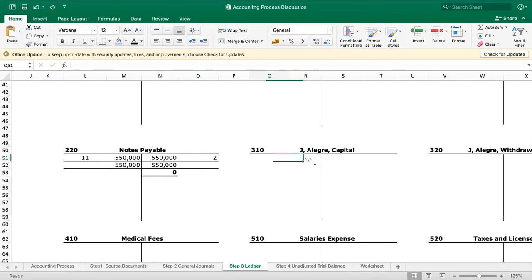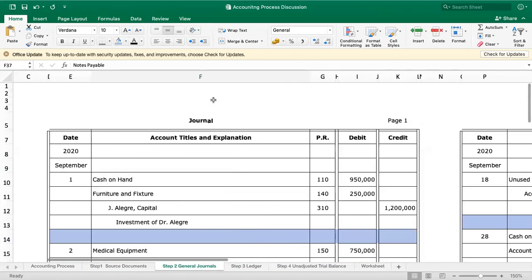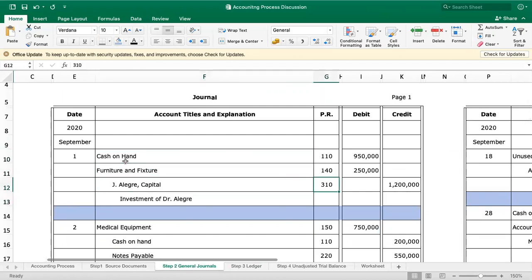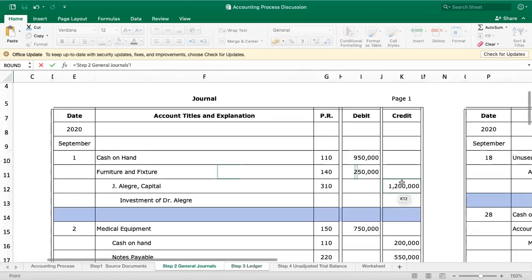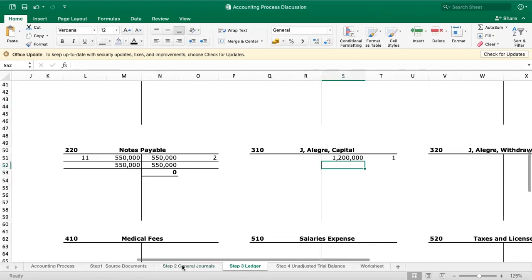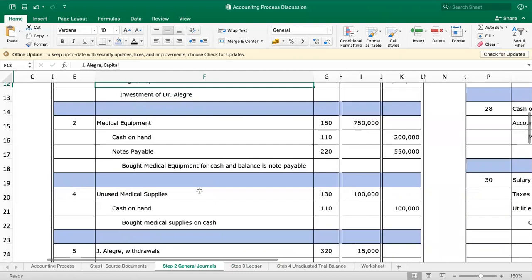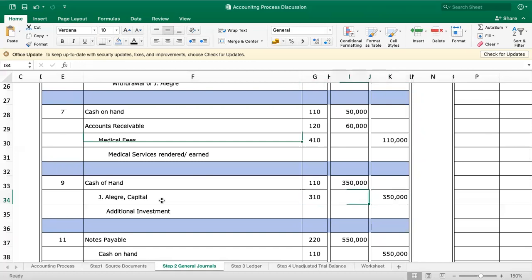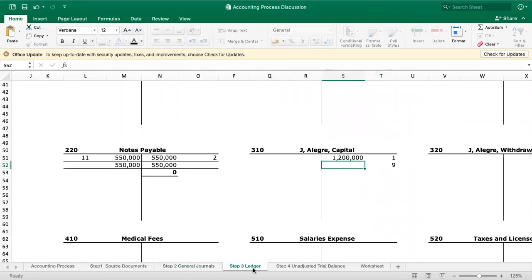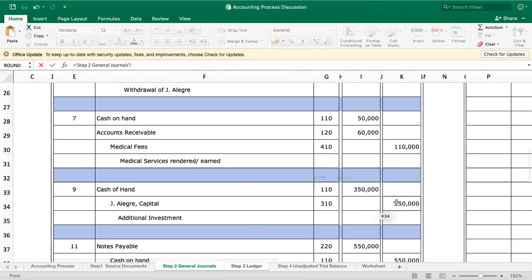So, next account, you have J. Allegri Capital. Let's find transactions that affect this account. So, here, September 1, yes, meron. That's credit, 1,200,000. Okay, balik tayo sa journal natin. Meron pa ba? Capital. Ayan, meron, September 9. You have September 9, credit din, 350,000. So, naka-credit yun, September 9, 350,000.